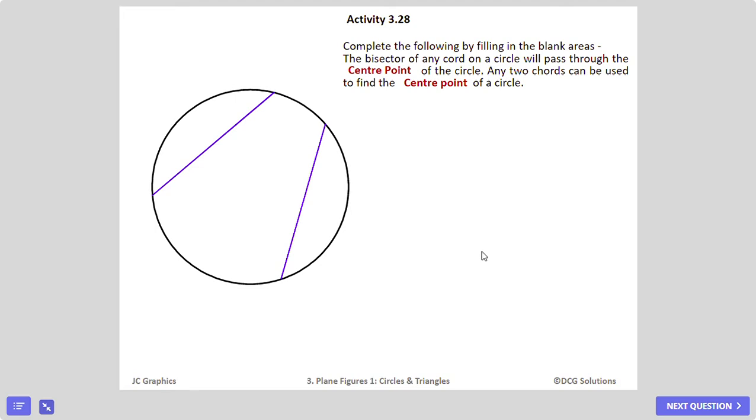Hi lads, this video is going to go through the three activities I've left for you for today's class. The first one is activity 3.28 and it's telling us to complete the following by filling in the blank areas first.